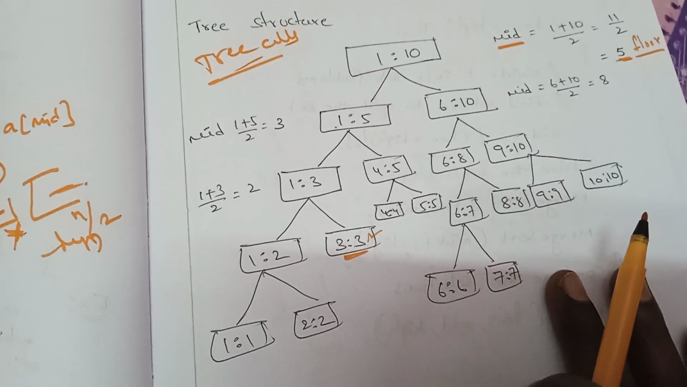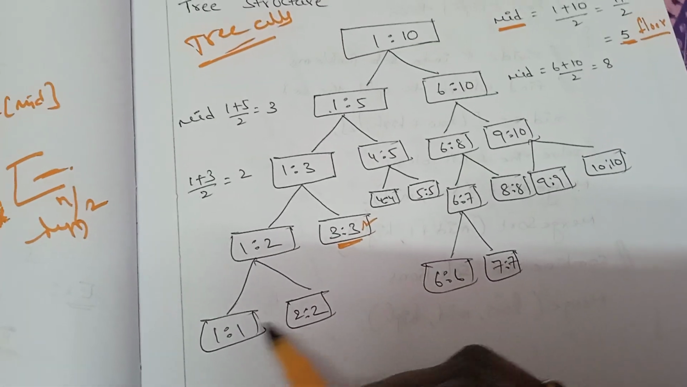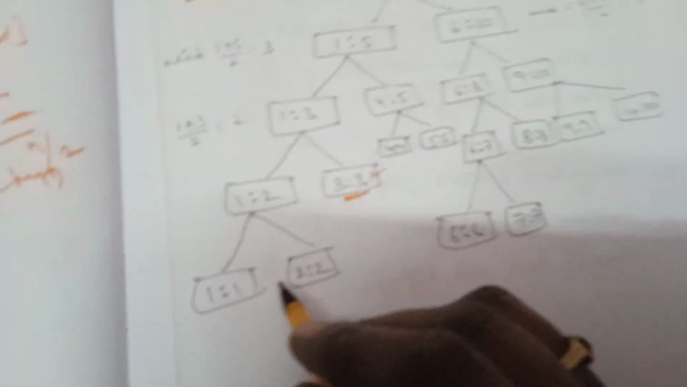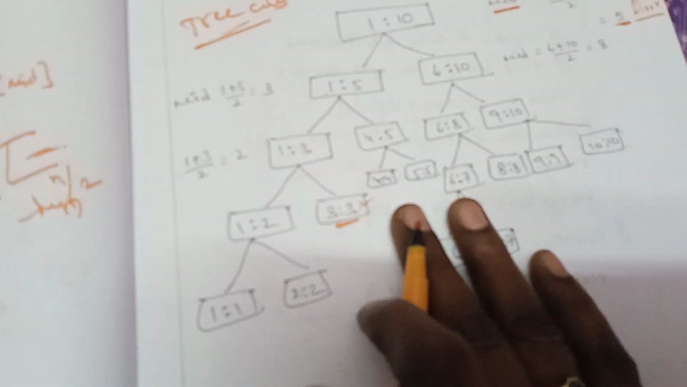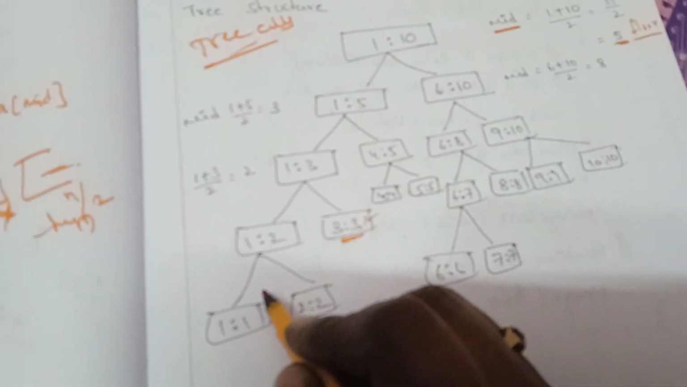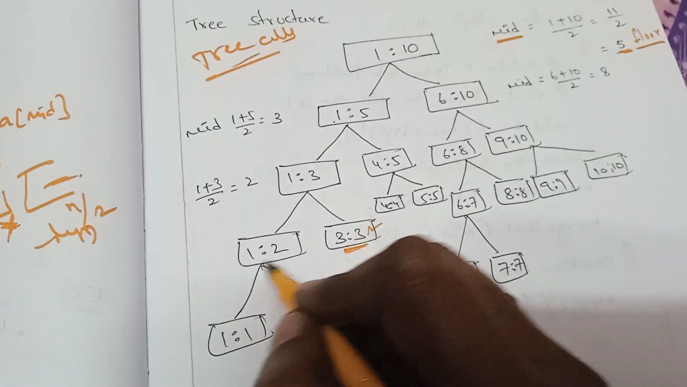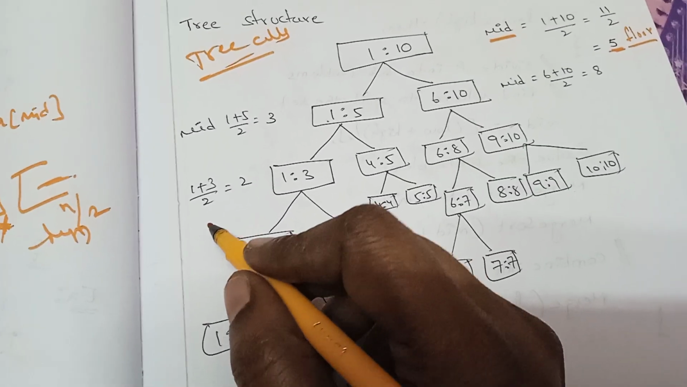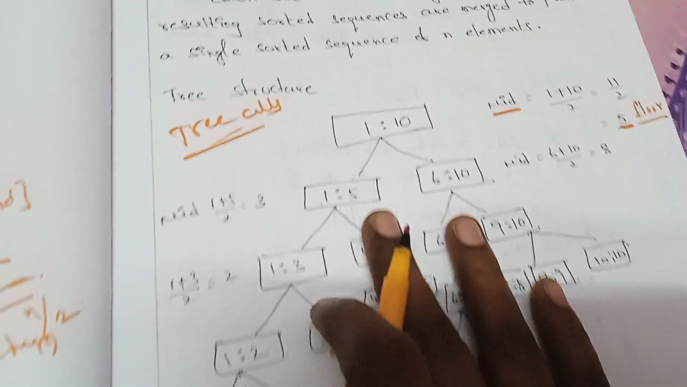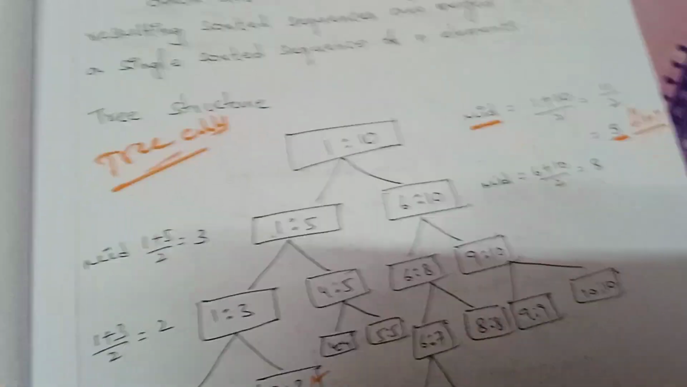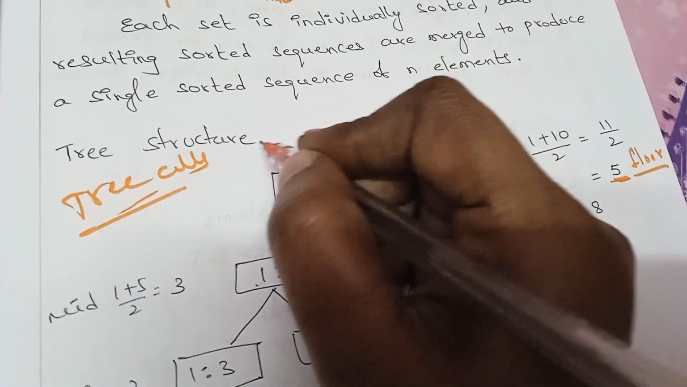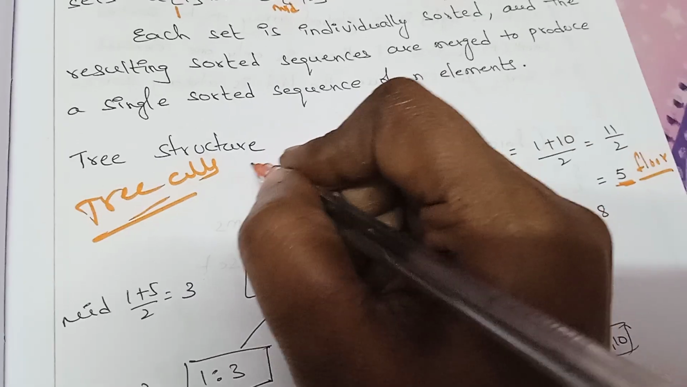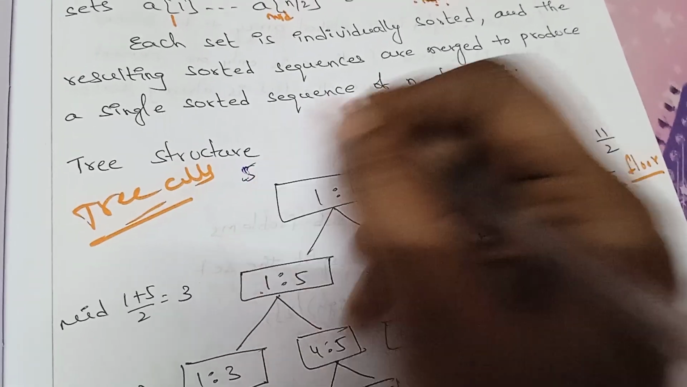Once you divide this, again you have to combine it, that means conquer it. Let us suppose that I have two elements here. Take the example, I'll take the red pen. Take the example that I have elements of 5.